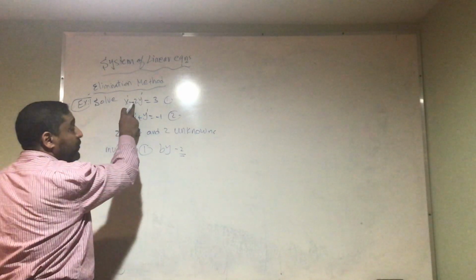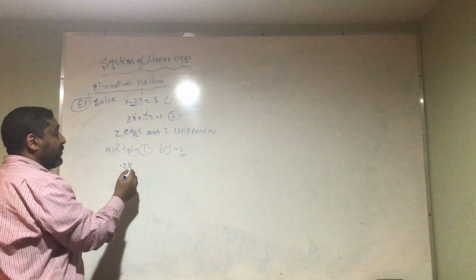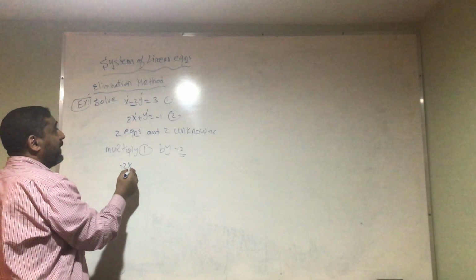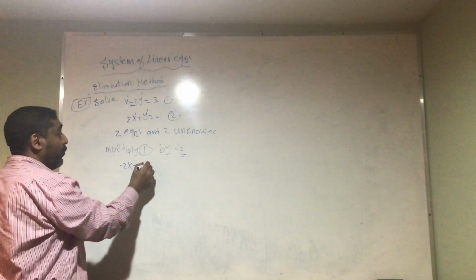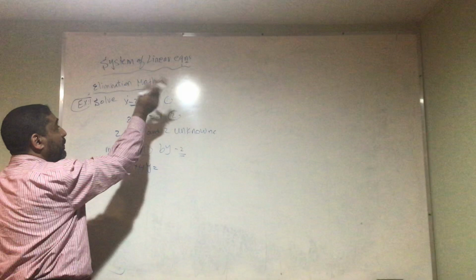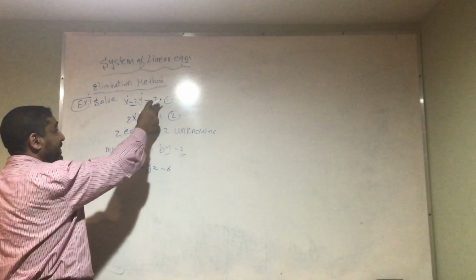What you have here, negative 2, multiply by negative 2. If I multiply that by negative 2, what did you get? You will get plus 4. Negative 2 multiplied by negative 2, you get plus 4y. And here 3 multiplied by negative 2, you get negative 6.